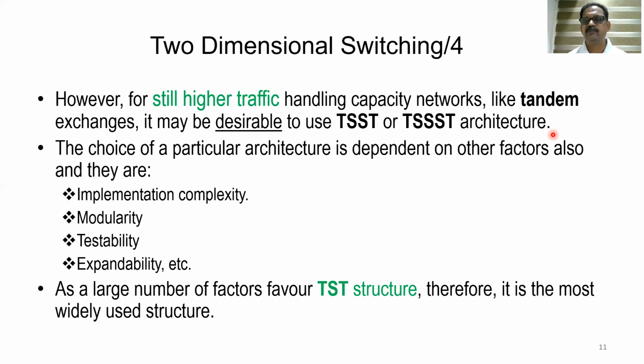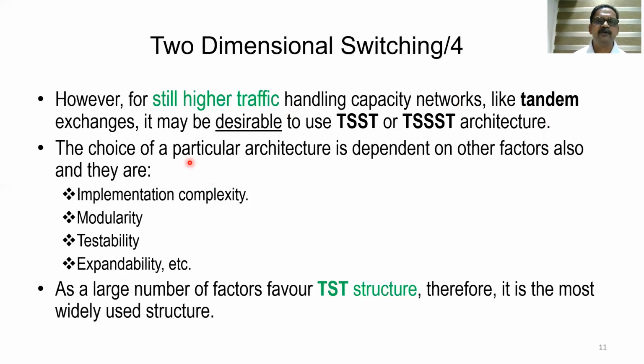That is non-blocking type. In between you have space stages, two of them, with simpler control requirements, but they are blocking type. Technically speaking, they are blocking in nature. So we sandwich the space stages, maybe two or three, like in this example, between the input and output time stages. This type of architecture we prefer in the case of tandem exchanges. Nowadays we call them trunk automatic exchanges, with reference to our STD, we can say.